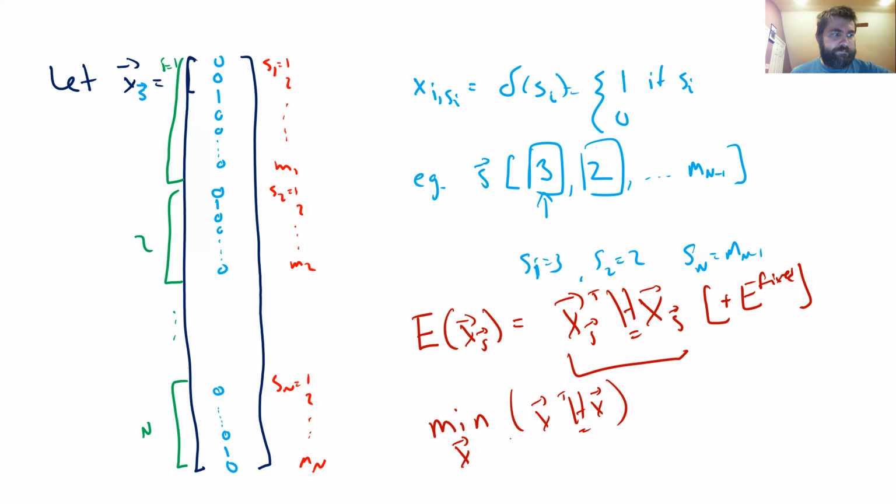Now, how can we do this? Once again, there are a number of different possible algorithms that we can use. The first of the ones that I want to introduce is an algorithm known as self-consistent mean field.